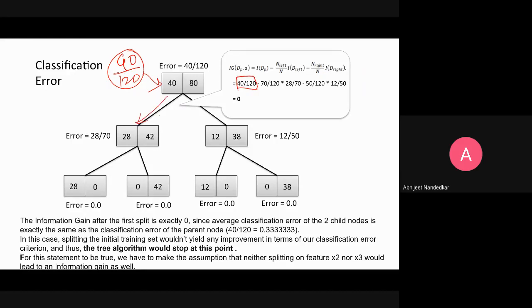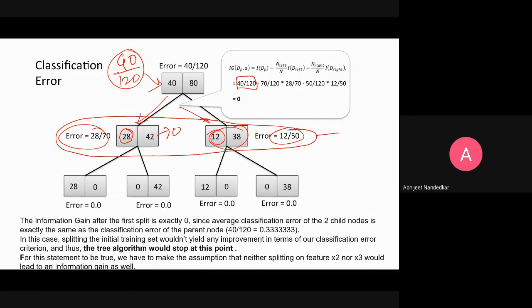Now when you split this, you have 28 and 42 on the left-hand side, and on the right-hand side it is 12 and 38. So how much is the misclassification? Out of these 70 samples, the minority, that is 28, is misclassified, and out of 50 samples on the right-hand side, 12 are misclassified. So this is the error on both sides. Now, the combined, effective error at this level is nothing but this weighted average.